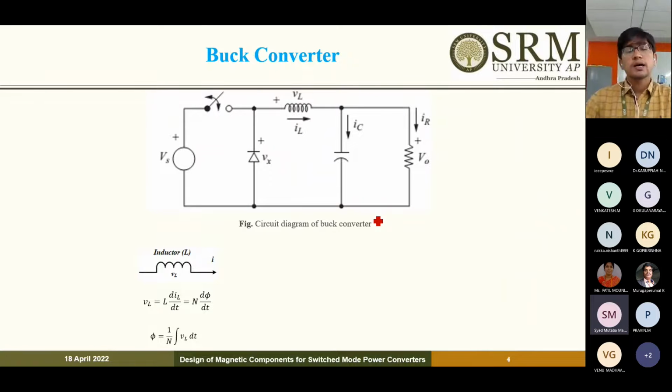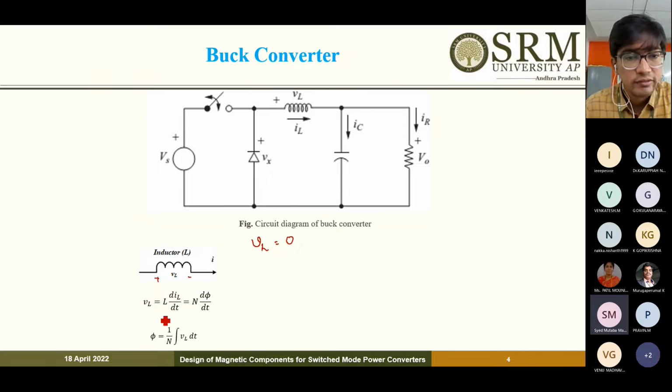Before going to understand the steady state analysis of any converter, first of all we have to know 2 important things. Let us consider an inductor. The current flowing through the inductor is I, and the voltage across the inductor is VL. Under steady state operating condition, the average voltage across the inductor should be equal to 0. If the average voltage across the inductor is not equal to 0, we need to understand what will happen. Let us assume the current I is flowing through this inductor, and the voltage drop across its terminals is VL.